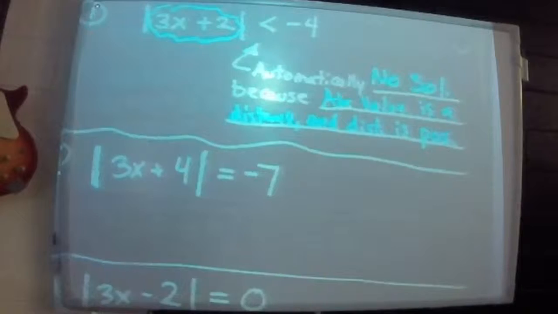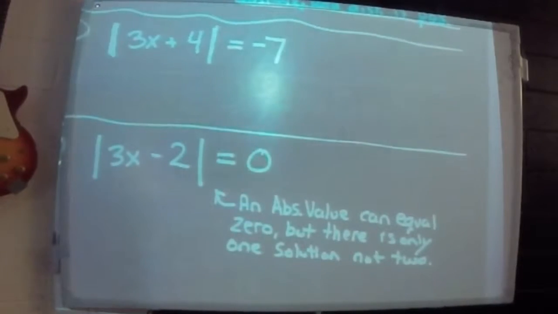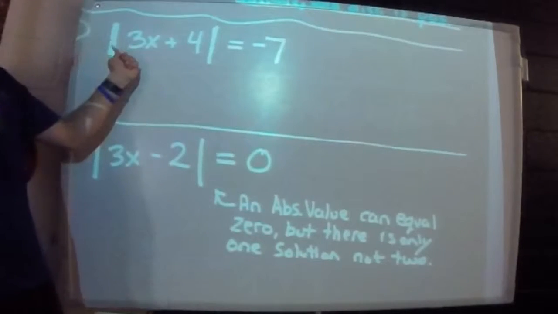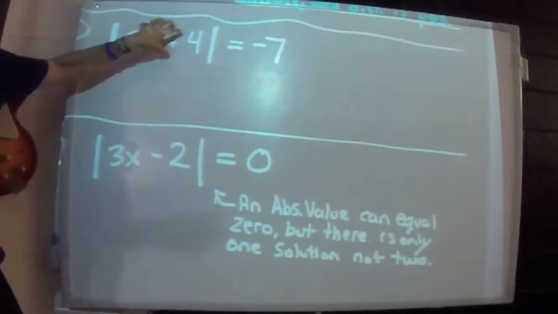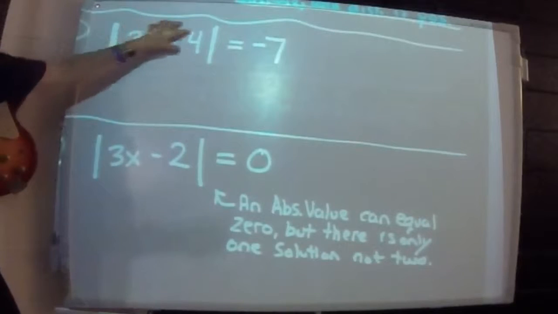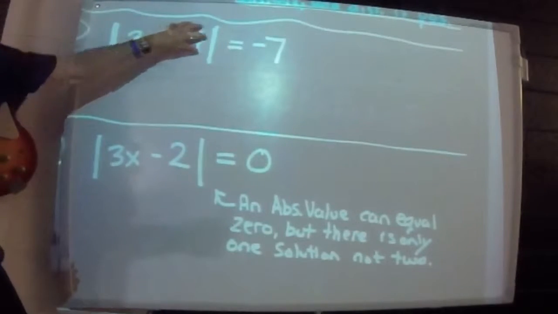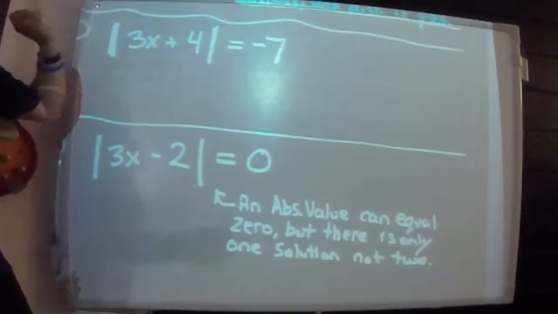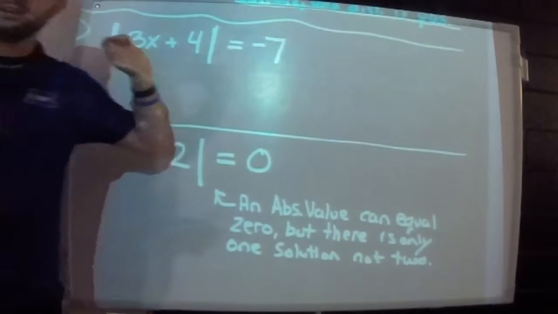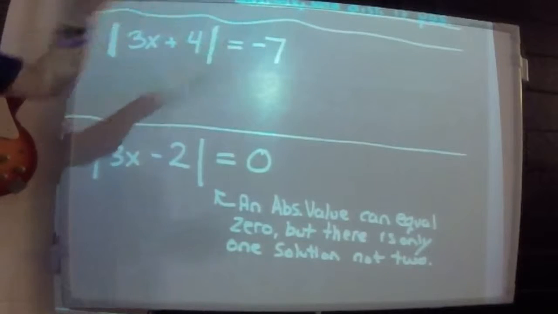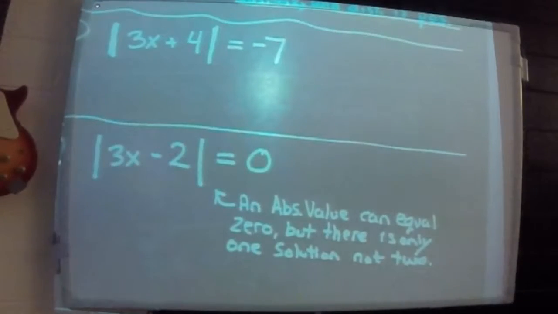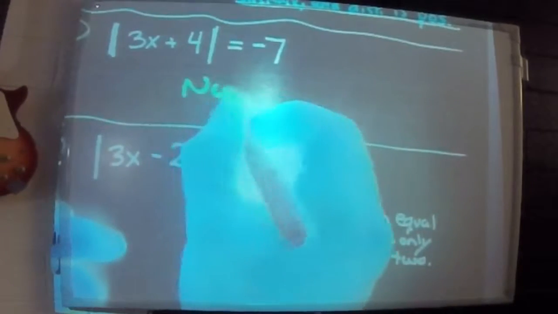Same as the next one. This one's an equation. Instead of saying less than, it just says the absolute value of 3x plus 4 equals -7. For the same reason, this is a distance. Whatever this junk is, it's somehow a distance between 0 and whatever we get. And the distance will never come out to be a -7. There are no -7s on the rulers. No -7s on the yardsticks. There's no -7 miles. So this one is an automatic no solution.